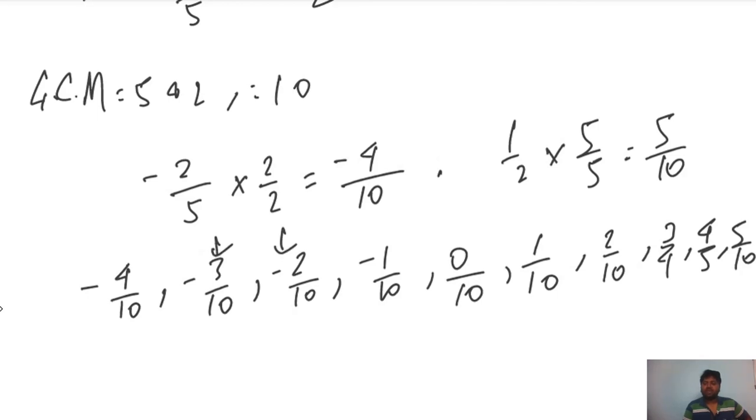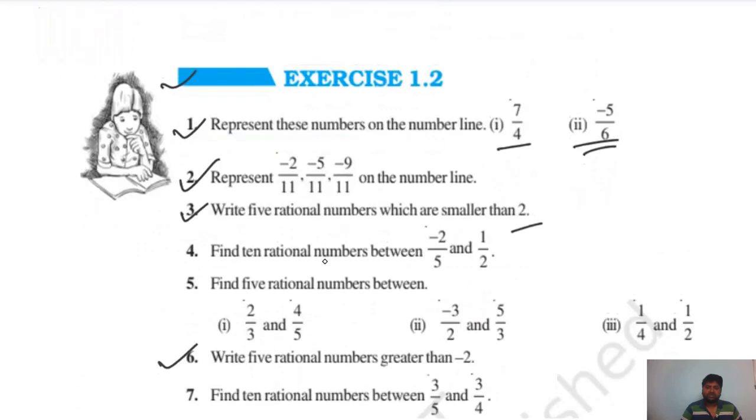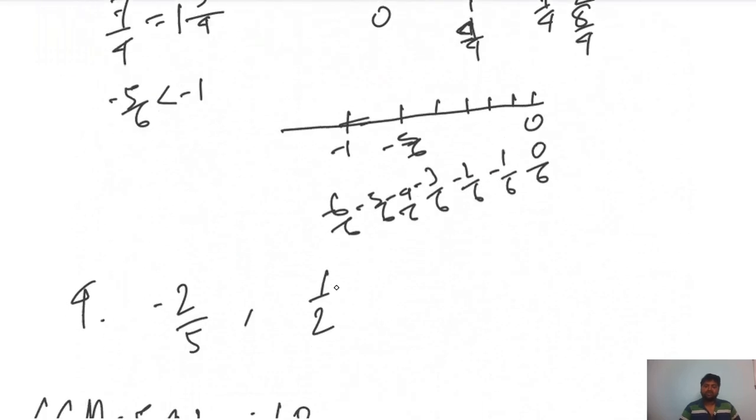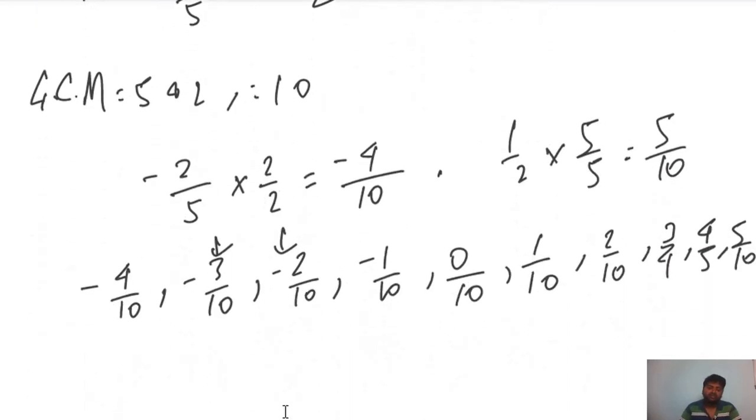Now these are 8 numbers, but we need 10 rational numbers. These are the 8 numbers in between. Now we can also represent these numbers in another form to get more numbers in between the two numbers.